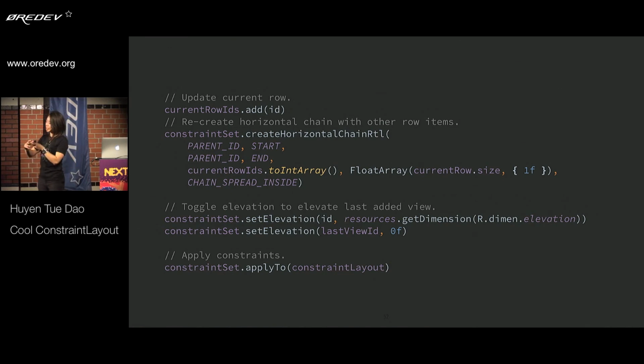I basically have an array of integers, and each of those integers is a view ID. I feed that into this method to create a horizontal chain. I give it the targets for the ends of the chain, which in this case is the parent. Then I pass it a float array, which is the weight assigned to each view. Since I want everything to be evenly sized, I just pass in an array of ones. I give it a chain style, and that's it. I've now created that entire chain of views without having to create each of those bidirectional relationships by myself. Again, frivolous setting of elevation, and then applying that new ConstraintSet to my ConstraintLayout, and that's it.